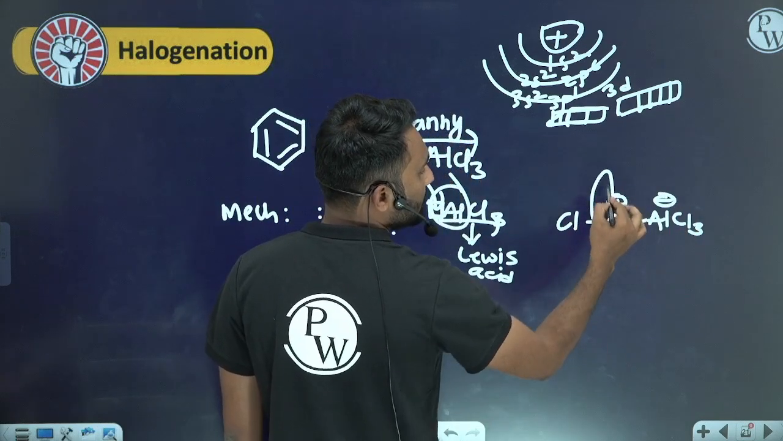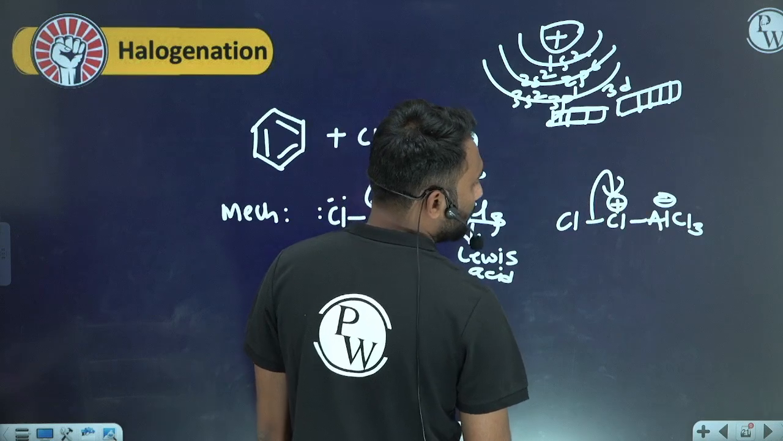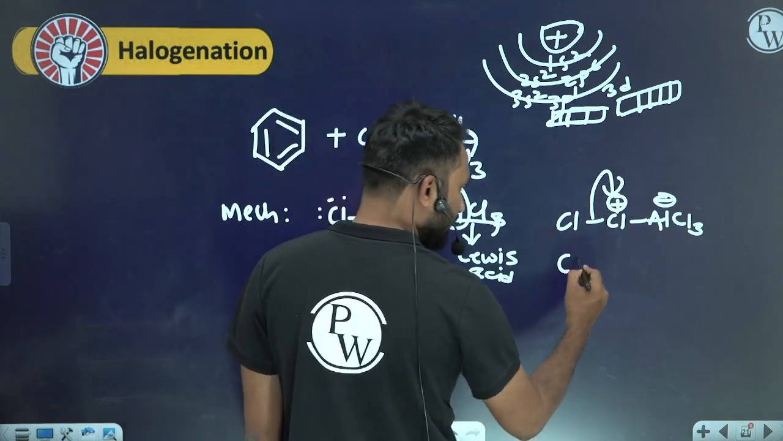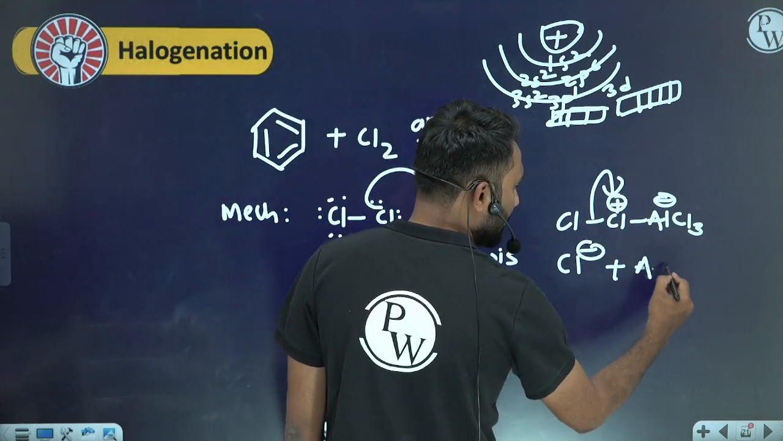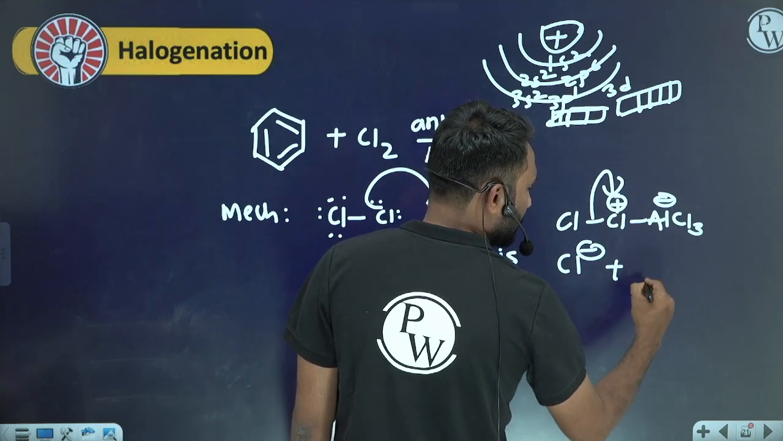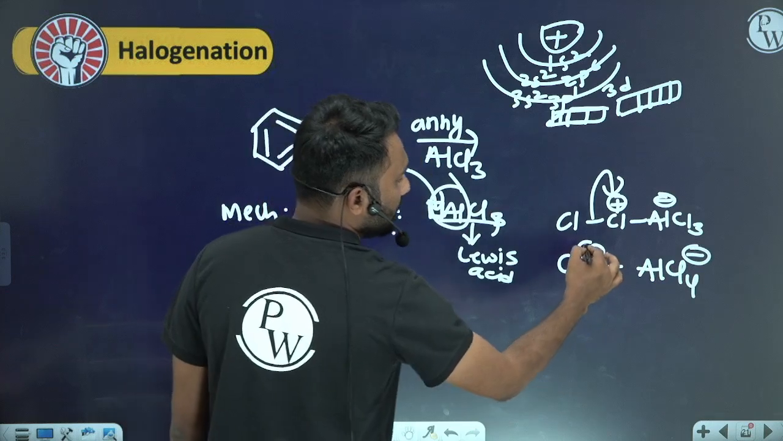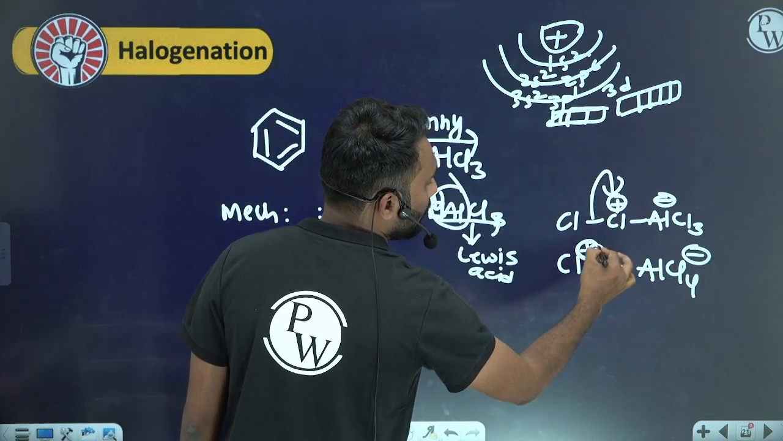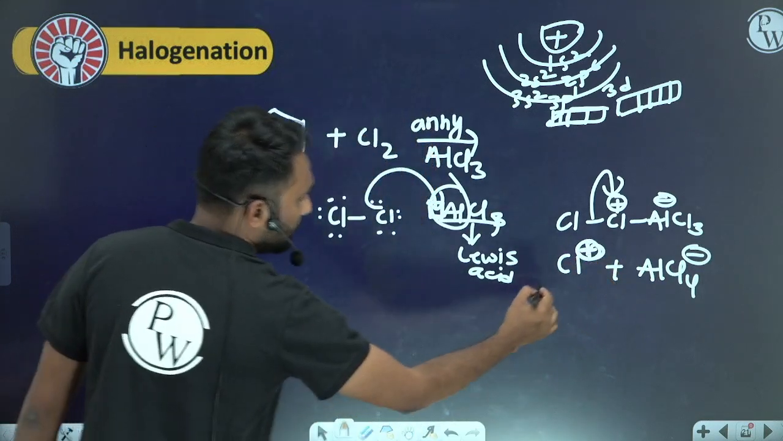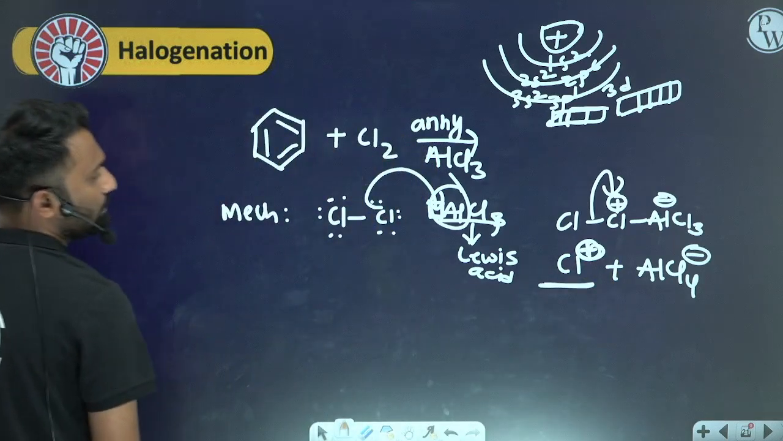Now to stabilize this positive charge, this bond pair of electrons has been shifted toward this chlorine and we get AlCl4 minus. Here we have generated the chlorine electrophile. The chlorine electrophile has been generated.